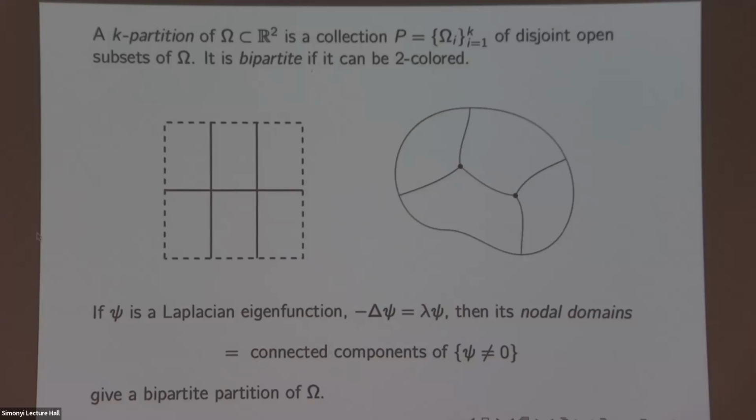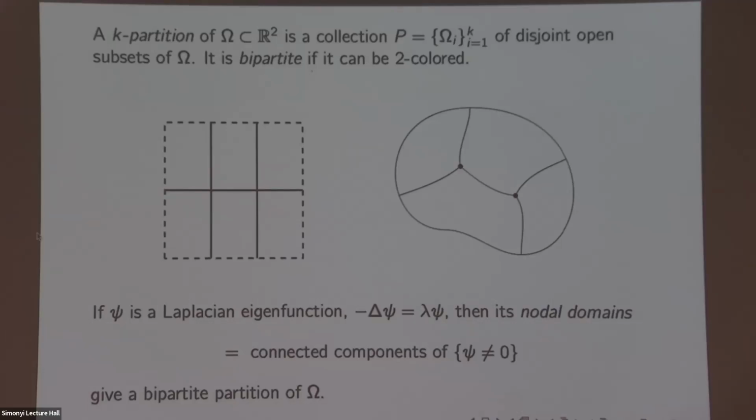So what is a partition? Well, I'm going to start off with some planar domain omega. I could also take a compact manifold as well. That's fine. I'm going to assume two dimensions, though, for simplicity. So a planar domain, let's say with piecewise smooth boundary. And by partition, I just mean some disjoint collection of open sets in my domain omega. So here's a couple examples. And I'll say that one of these partitions is bipartite if it can be two-colored. So each component can be colored, say, red or blue, so that neighbors always have different colors. So the one on the left is bipartite. The one on the right is not because of these triple junctions where I have three domains meeting at a single point.